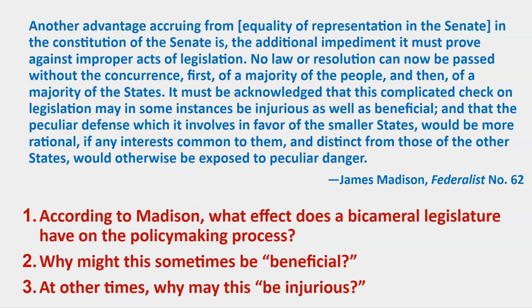I love this quote. "Another advantage accruing from equality representation in the Senate, in the Constitution of the Senate, is the additional impediment that it must prove against improper acts of legislation. No law or resolution can now be passed without the concurrence of a majority of the people, and then of a majority of the states." This is the idea of amending the Constitution, right? So you would need a majority of the people to do so, Congress, to basically approve this on behalf of the people, and then a majority of the states to ratify or approve those amendments.